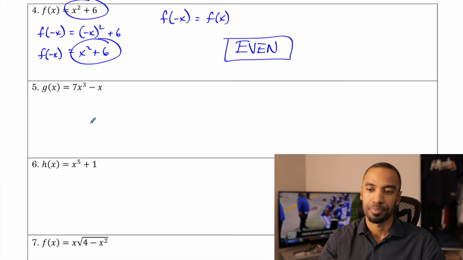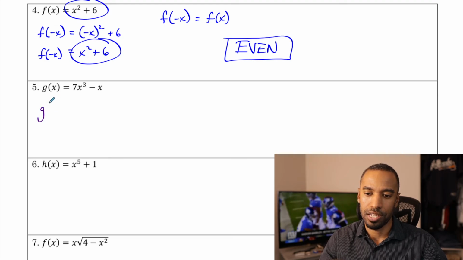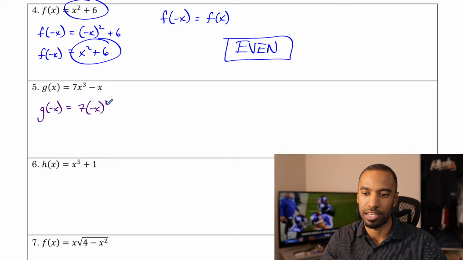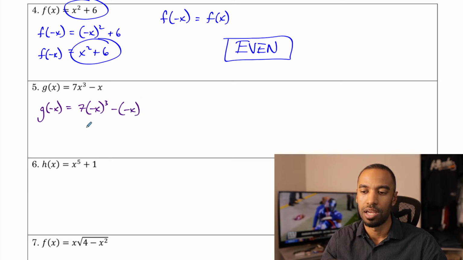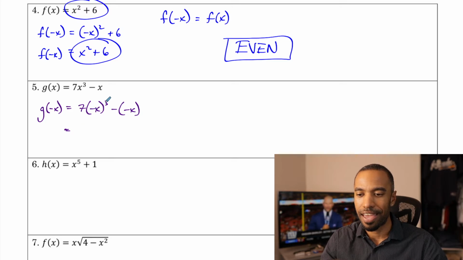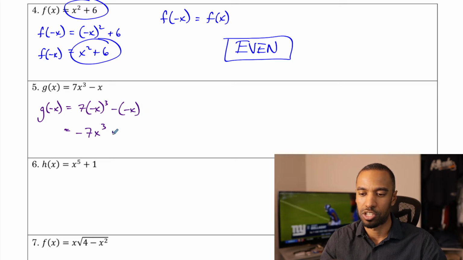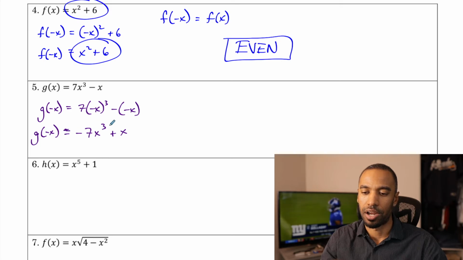Number 5, 7x cubed minus x. That's for g of x. G of negative x is going to give us 7 times the opposite of x cubed minus the opposite of x, like that. So negative x quantity cubed is negative x cubed times 7 is negative 7x cubed. Opposite of negative x is plus x, like that. All right, so that's our result there.